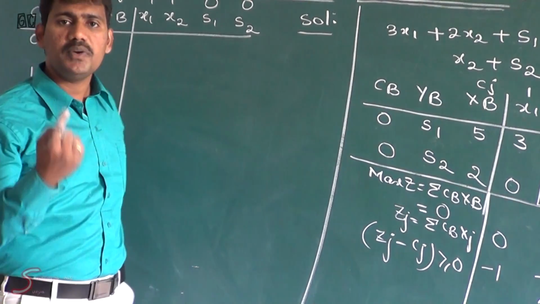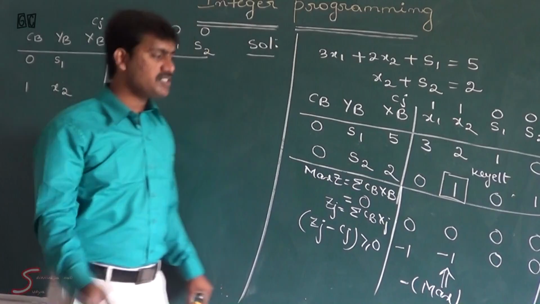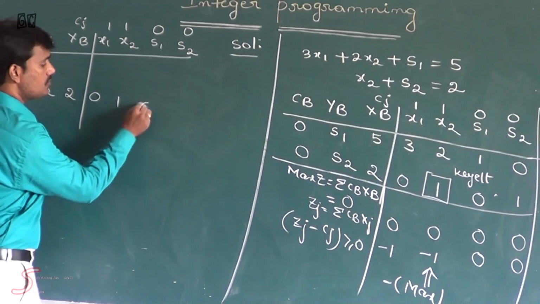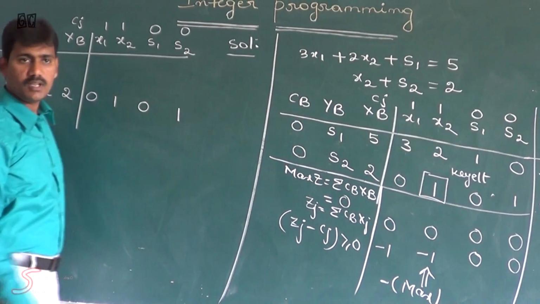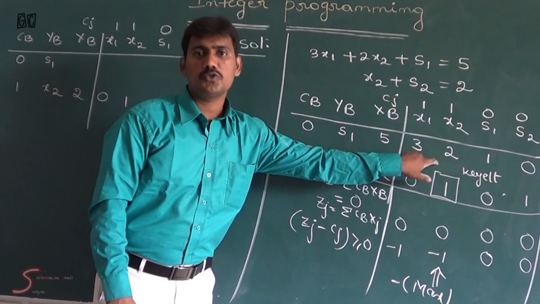Make the key element into unity by dividing itself. So obviously the key element is 1, no changes whatsoever. Simply we have to copy this. So that is 2, 0, 1, 0, 1. Now we have to make all the elements in the key column 0. So that is, we have to make this 2 as 0.